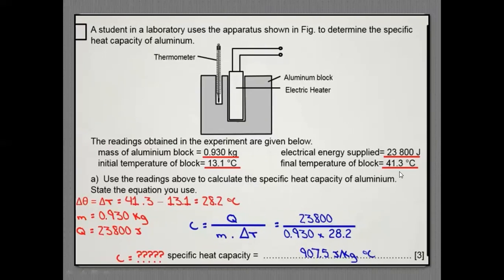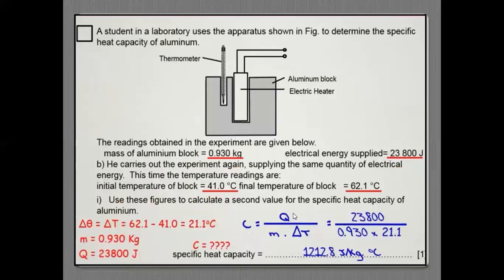When we substitute all the numbers, the specific heat capacity will be equal to 907.5 joules per kilogram Celsius. So the meaning of this is that to raise the temperature of this mass by 28.2 Celsius, the amount of energy Q is 23,800 joules. As you see, the specific heat capacity is equal to 907.5 joules per kilogram Celsius.